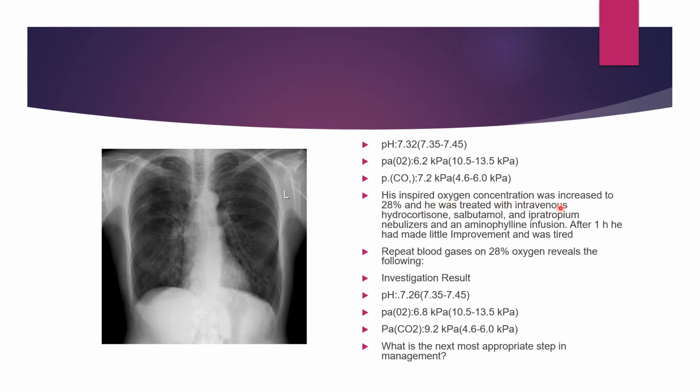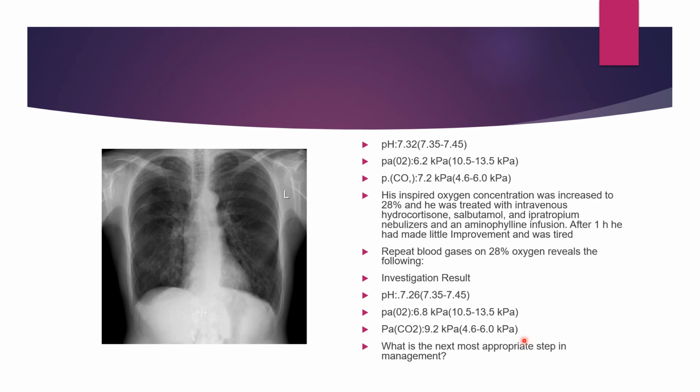His inspired oxygen concentration was increased to 28%, and he was treated with hydrocortisone, salbutamol, ipratropium and an aminophylline infusion. After 1 hour he made little improvement and was tired. So a repeat ABG was done, which is showing a further fall in the pH, which is 7.26, and PaO2 is almost the same. There is hypoxia and there is increase in respiratory acidosis. This is the important thing that you have to note down, because this is very life threatening. Hypercapnia is very life threatening.